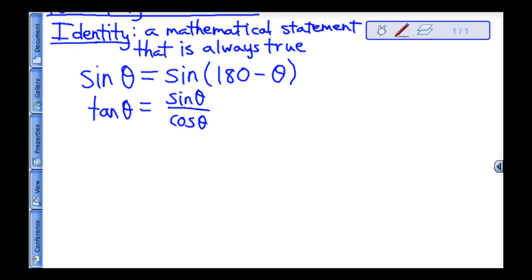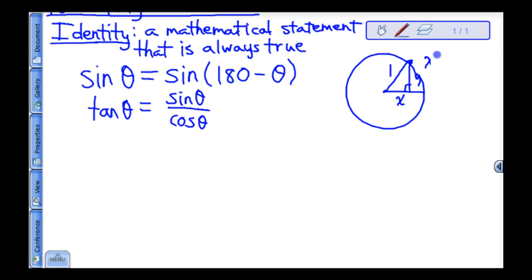A new identity in this section that's always true comes from Pythagoras' theorem and uses the unit circle. We take a triangle on the unit circle and remember that the x-coordinate to this point is always x, and the y-coordinate to this point is always y, and the radius of this circle is 1, then we can see that x squared plus y squared should always be equal to 1 squared.